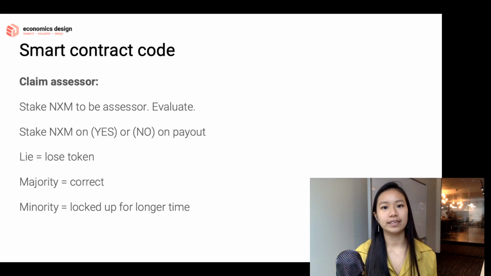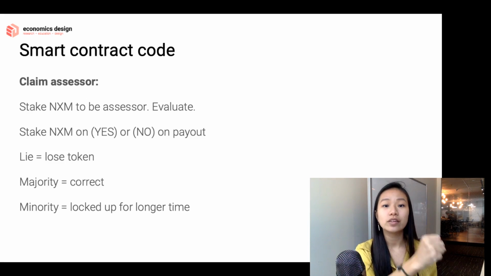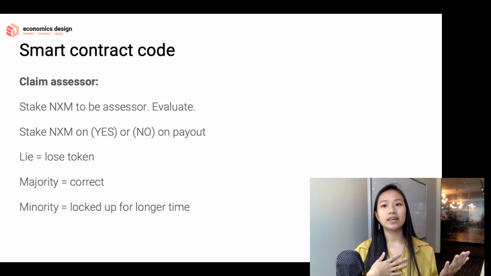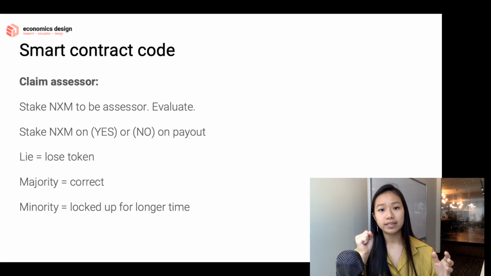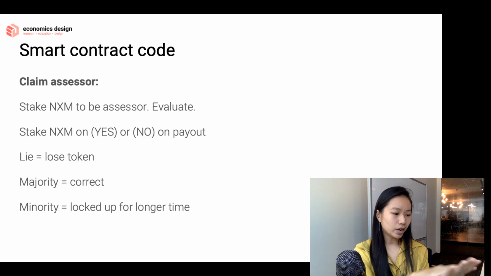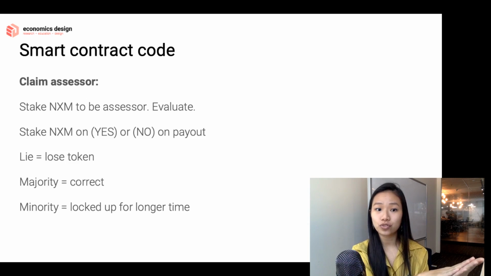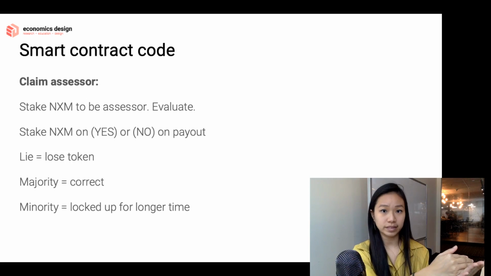Now, what about the claim assessor? The claim assessor comes in when there's a claim to be assessed. That means there's a bug in the code and someone needs to come in to say, yes, there's a bug in the code, or no, there's no bug in the code. So again, to be an assessor, you have to stake your NXM tokens to evaluate. So let's say I say, okay, I'm an expert in bug fixing. So I will take my NXM token, I will stake it there, and let me evaluate the system. And when I evaluate, I get to choose: yes, this person needs a payout, or no, this person doesn't need a payout.